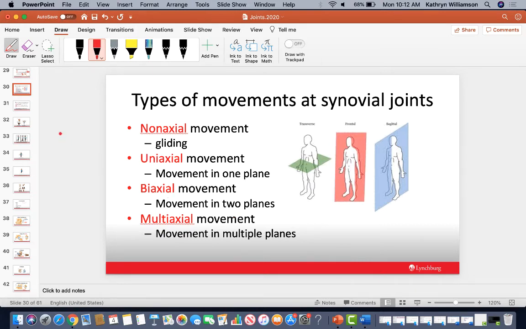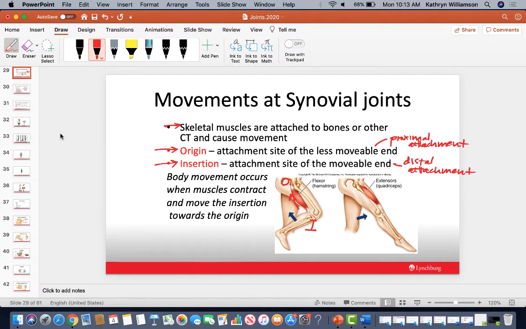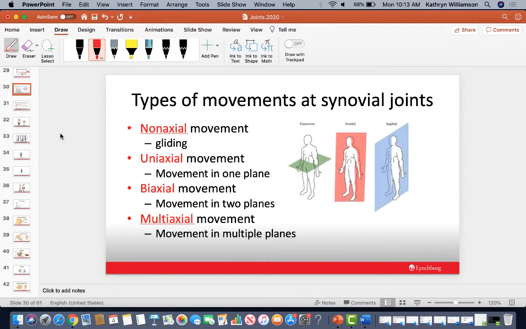Okay, so continuing with joints, and we were talking about different types of movements at synovial joints. This is a particular class of joint based on mobility. And if you remember, synovial joints are highly mobile. And so we can look at different types of movements at synovial joints.